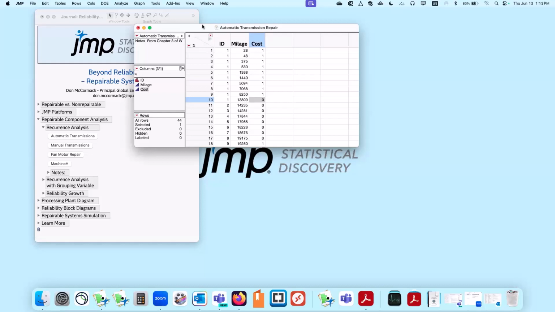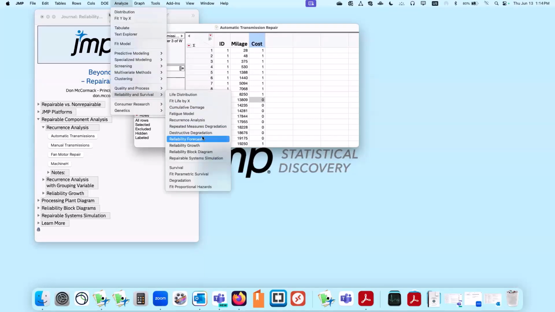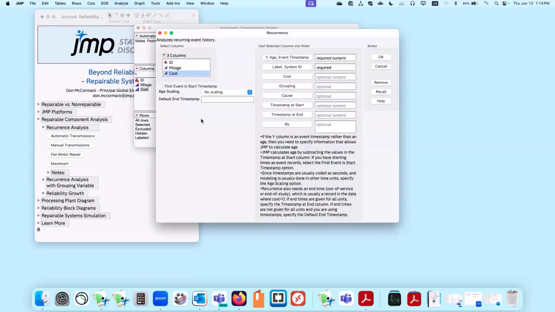All right, so pretty simple how to model this. It's going to be under Reliability and Survival. It's going to be under Recurrence Analysis, and you need an ID. So even if you only have a single ID, you can model this with just one item, but you still need to have that column in there. Just create a column with a constant value. That would work.